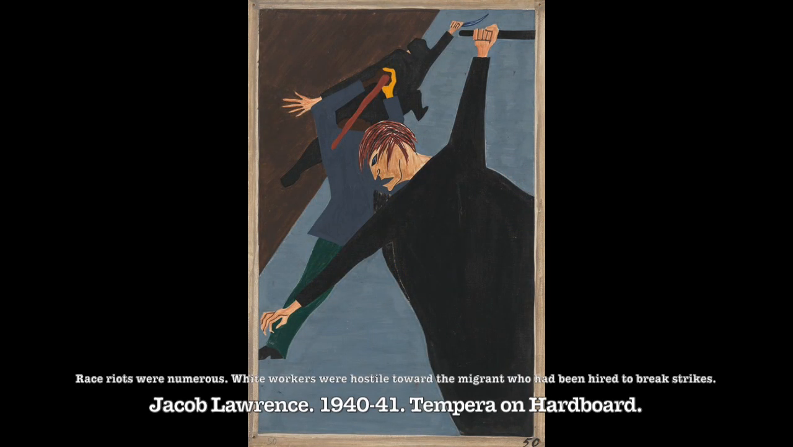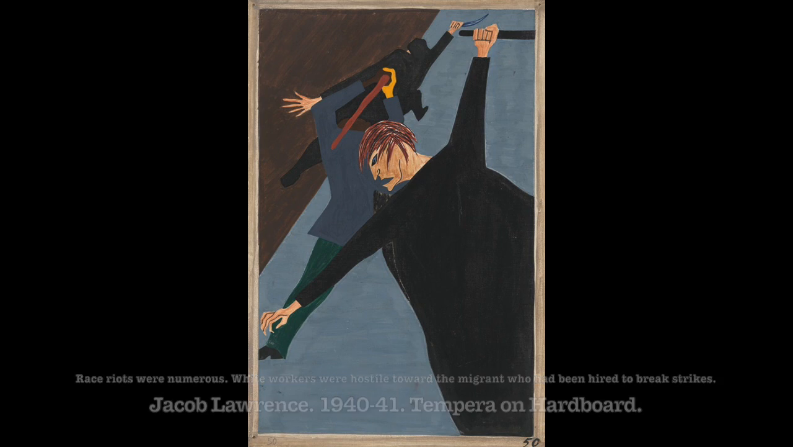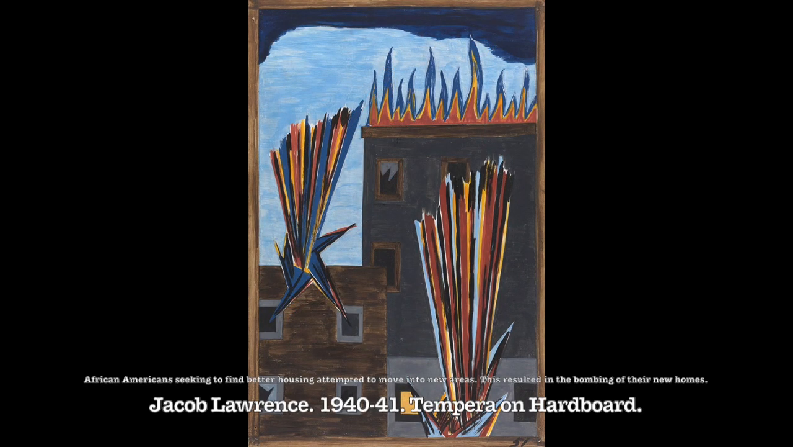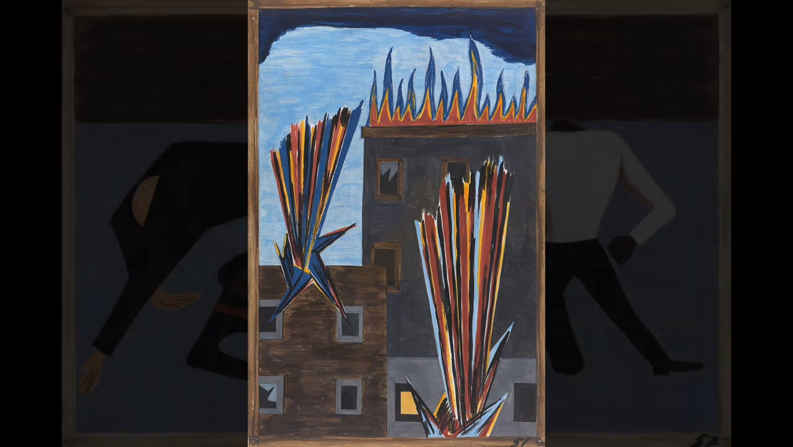Race riots were numerous. White workers were hostile towards the migrants who had been hired to break strikes. African Americans seeking to find better housing attempted to move into new areas. This resulted in the bombing of their new homes.